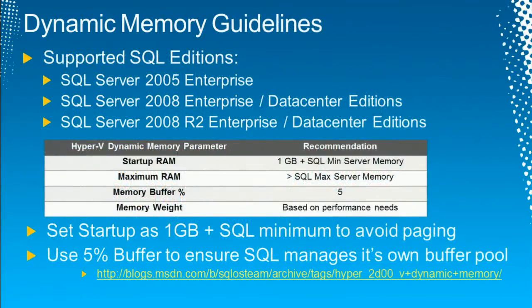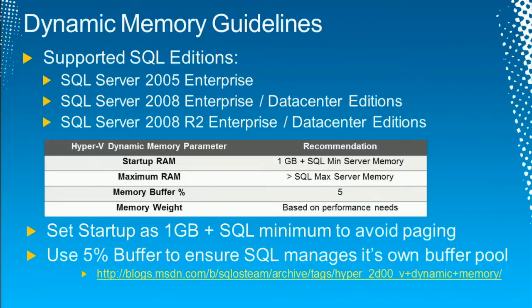Here's what I was talking about earlier. So 2005 Enterprise, 2008 Enterprise Data Center, and R2. When you're setting the startup RAM, make sure it's a minimum of a gig plus whatever SQL would normally need to start for your particular size workload. The reason that's important is the last thing you want is to start up a SQL VM and it start paging to try and get going. Help, I need more resource, and Hyper-V's going, there's more RAM, but the SQL's saying, I need more to start. You don't want to be in that situation. Give it a startup RAM of enough of what it needs, so right sizing.